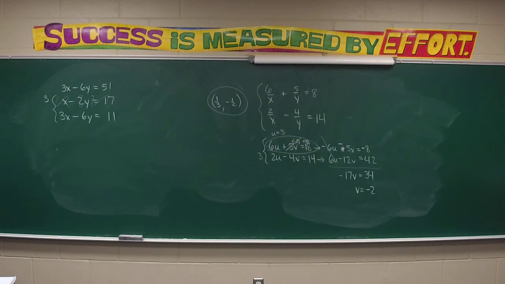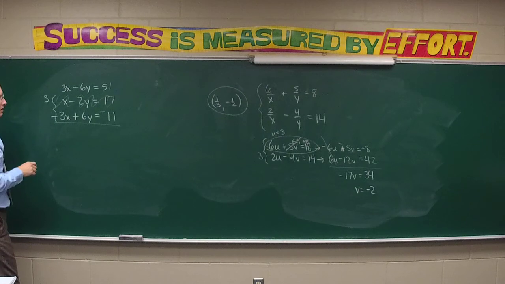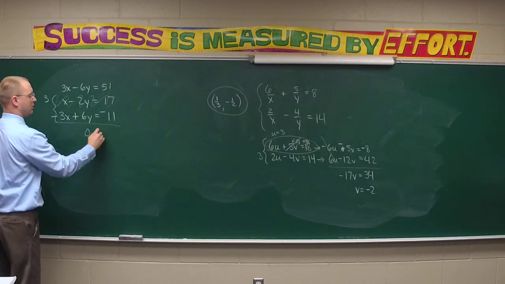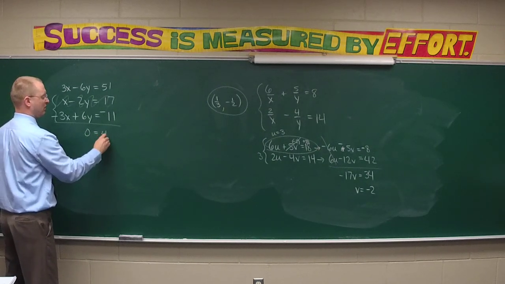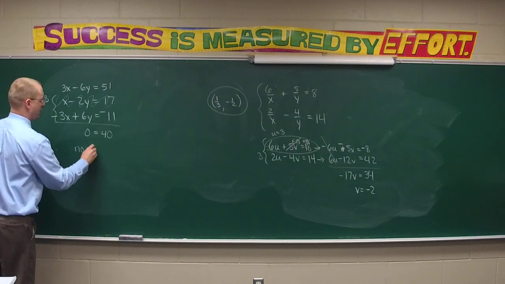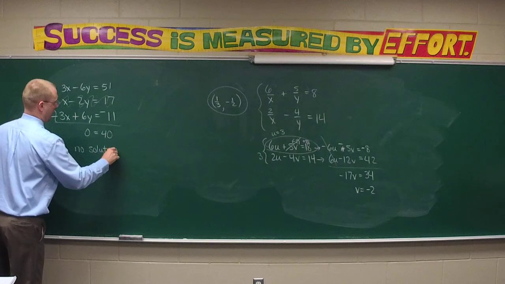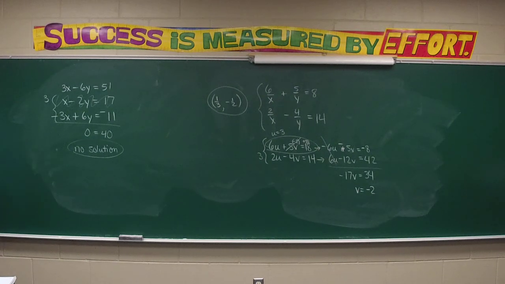And then what, Kendall? You change the signs in the bottom. Okay. And that gives us 0 equals 40. Thoughts, class? No solution. That's a contradiction. If you graph these, they would be parallel lines, which never intersect, so you don't get any answers. An inconsistent system.